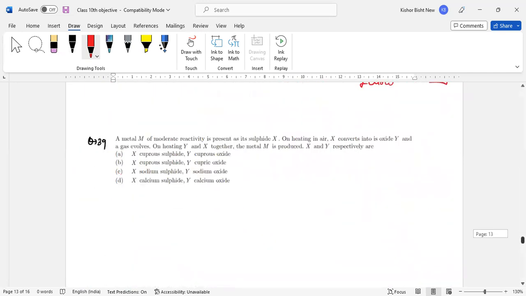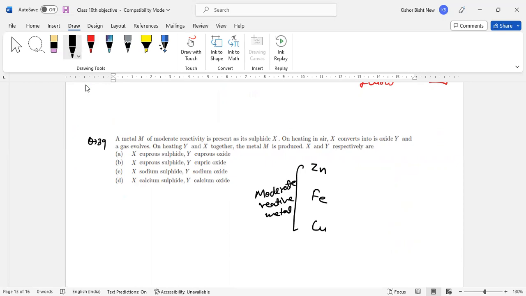A metal M of moderate reactivity. If you remember the reactivity series, in the moderate reactivity we are taking three elements: one is zinc, one is iron, and the third one is copper. These are the moderately reactive metals.